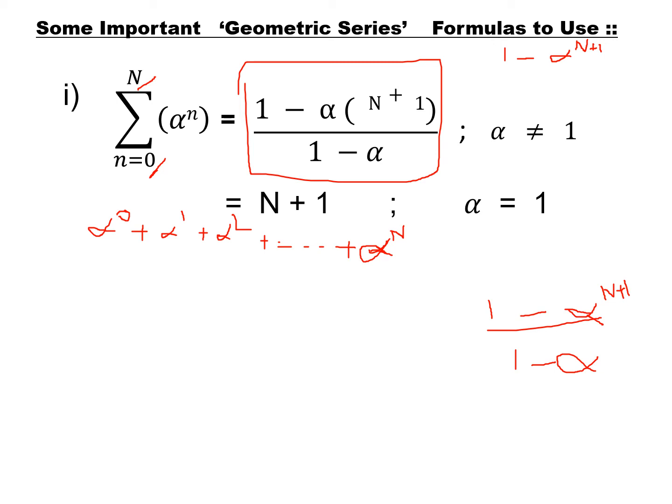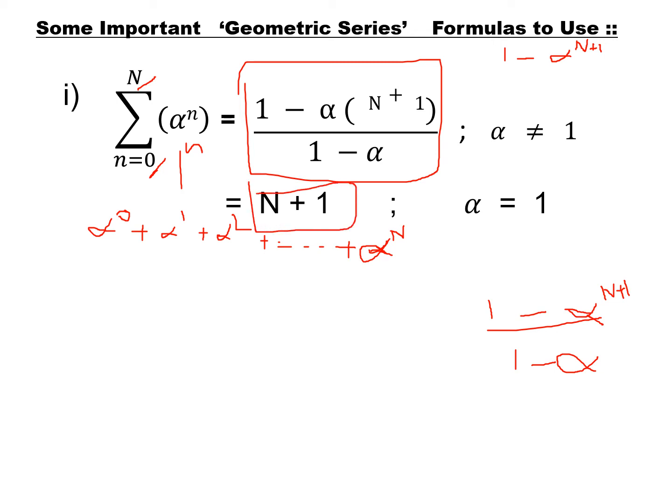Suppose alpha is 1, and 1 to the power of n, 1 to the power of anything is that number itself. Especially where n is an integer, that number itself, no? So you're adding 1 to itself n plus 1 number of times. So the final answer will be n plus 1.